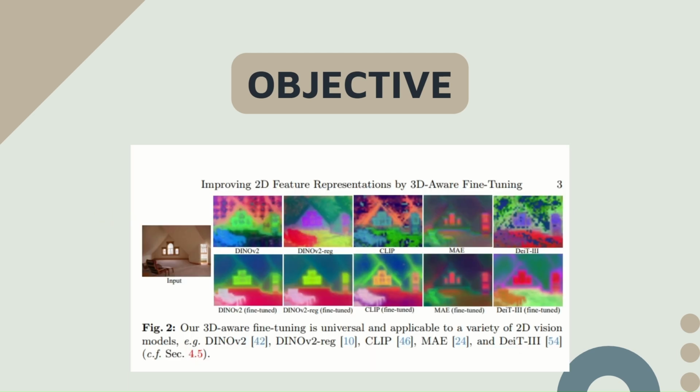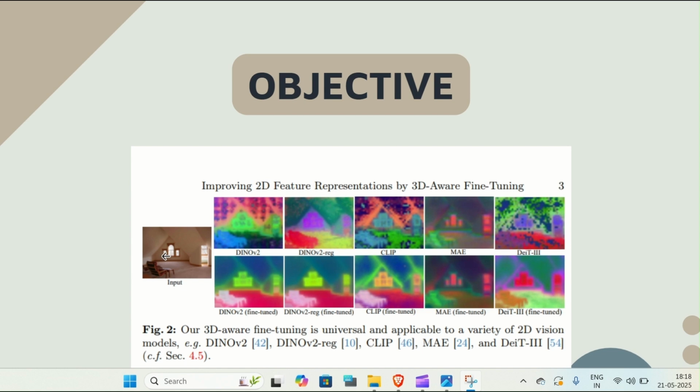So let's look at the figure. It shows how 3D aware fine tuning enhances the features across various 2D vision models, like you can see in DINOv2, DINOv2 reg, CLIP, MAE, and DUSt3R. They're not able to capture a lot of information.